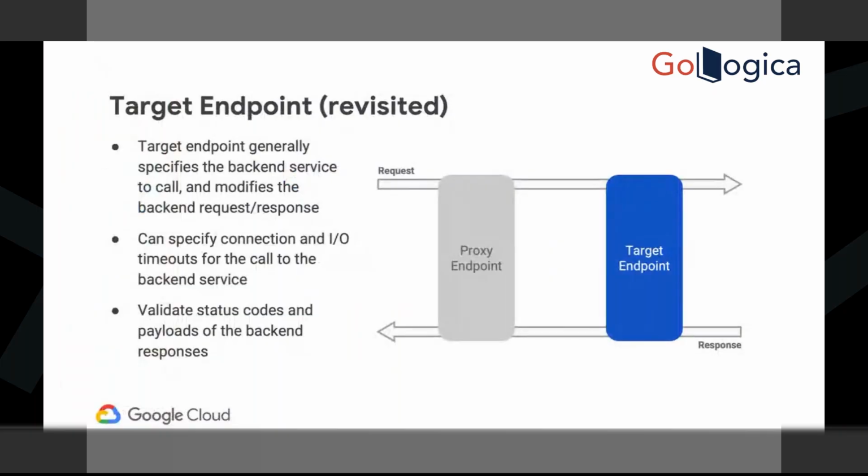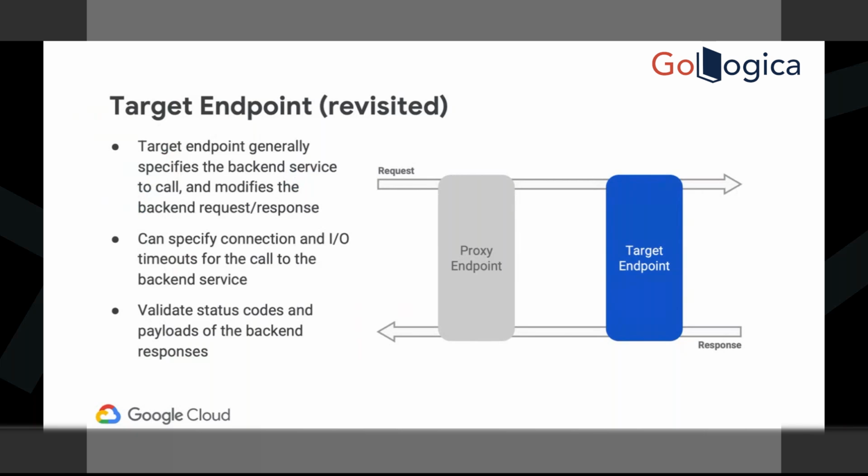Okay, so here in the target endpoint, we had previously covered this in the past, just a revision. The target endpoint usually specifies the backend service, the one which we want to call, and if we want to modify the request or response, those kinds of things we usually put in the target endpoint section. But remember, it is completely driven by the business requirement. It is not hard and fast that we do that, but only based on the business requirement. We can attach such policies, and we specify the connection timeout, IO timeout, and all those settings. And we can validate the status code and payload of the backend responses. Those kinds of things we can put in the target endpoint section.